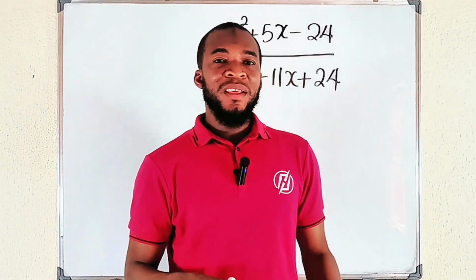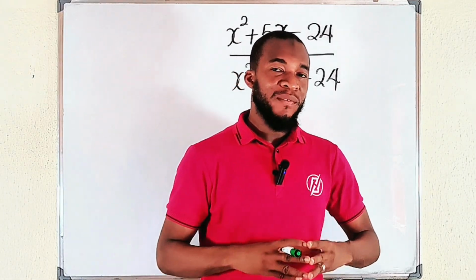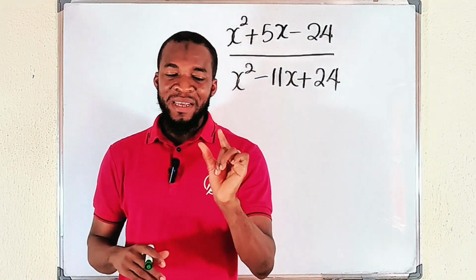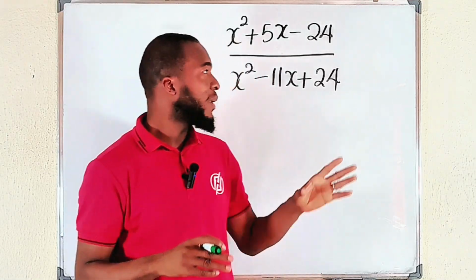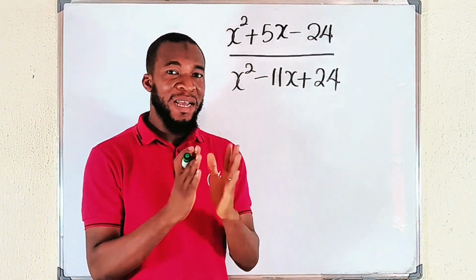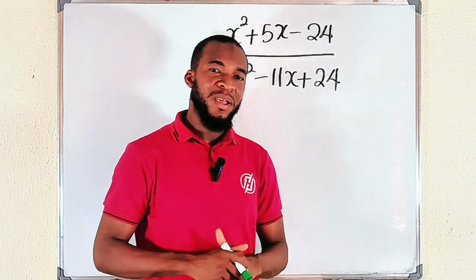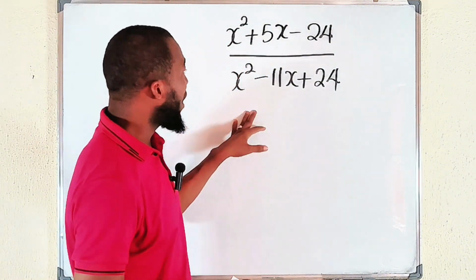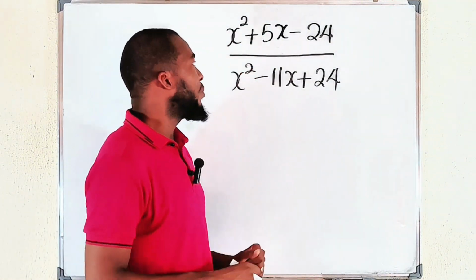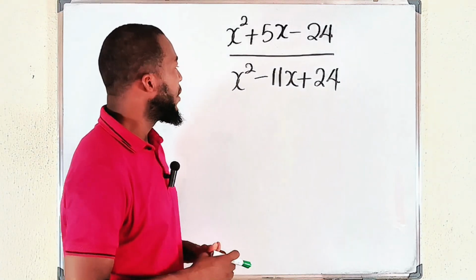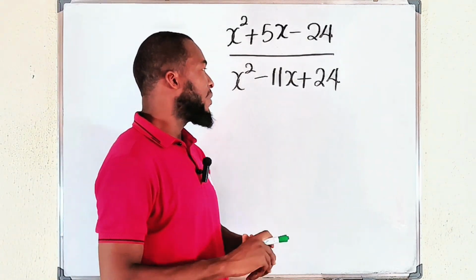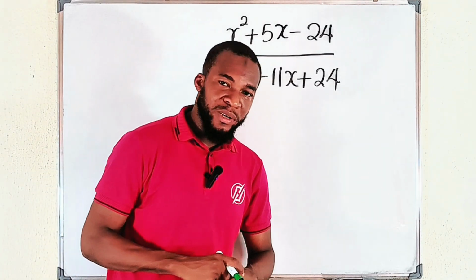Hello everyone. If you have watched my previous lesson, I have explained how to determine the sign of the two values you have to multiply to get the constant term and add to the coefficient of the middle term while factoring quadratic expressions. So let's use this as an example. We have x squared plus 5x minus 24 divided by x squared minus 11x plus 24.